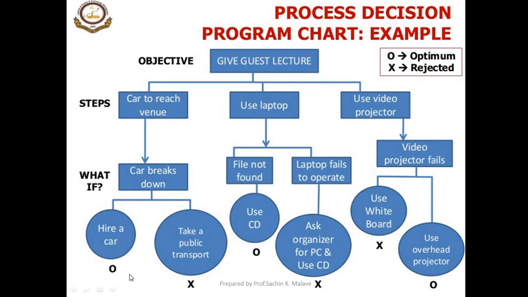The option with O, that is optimum. I will hire a car. I will not opt for this. So I will hire a car. This is my second contingency plan if the car breaks down.